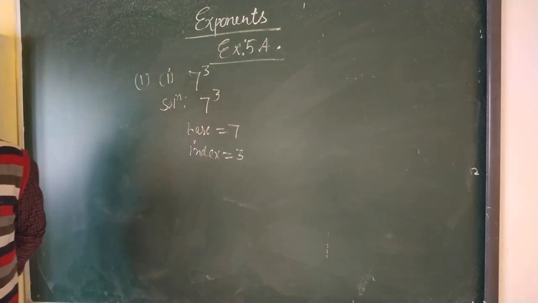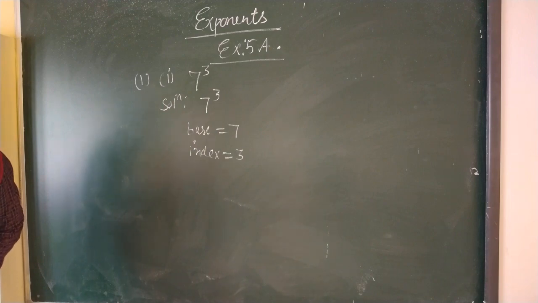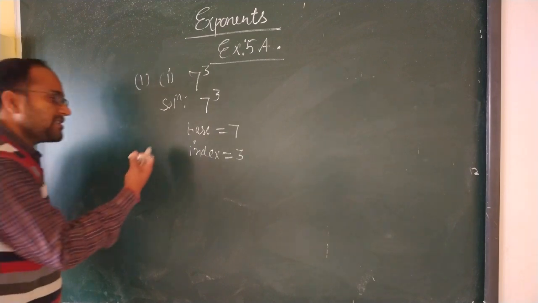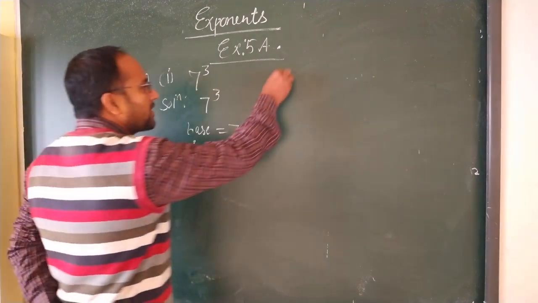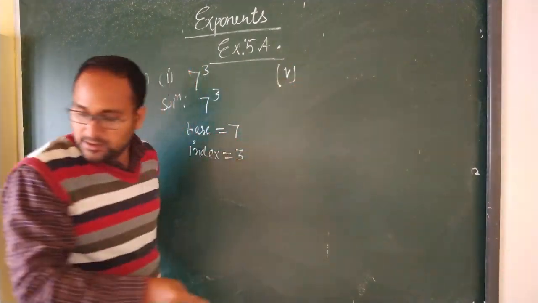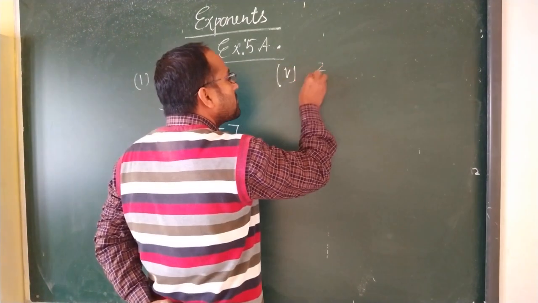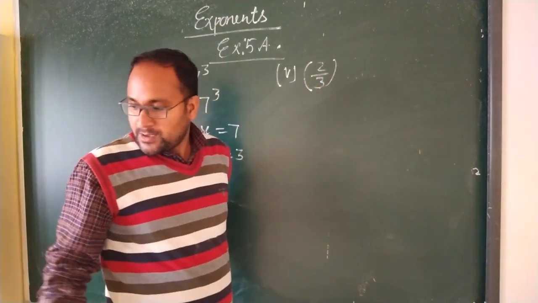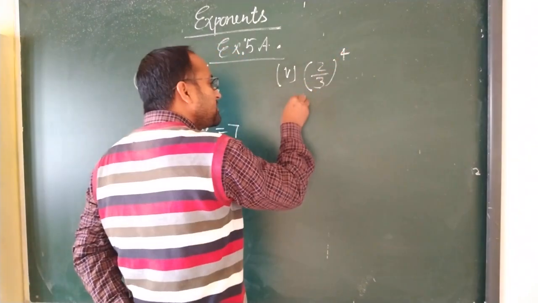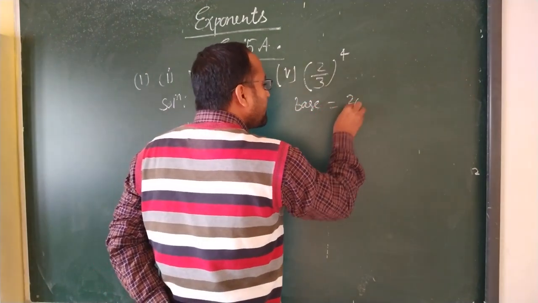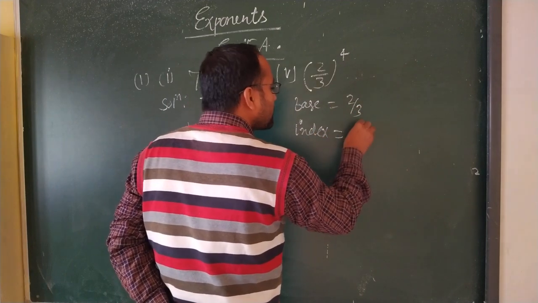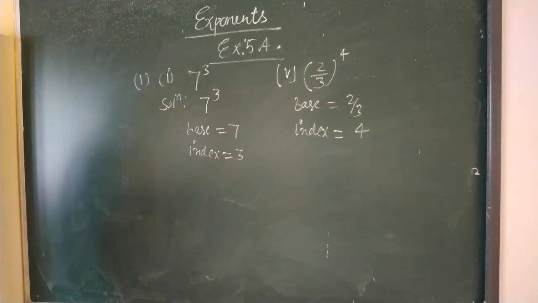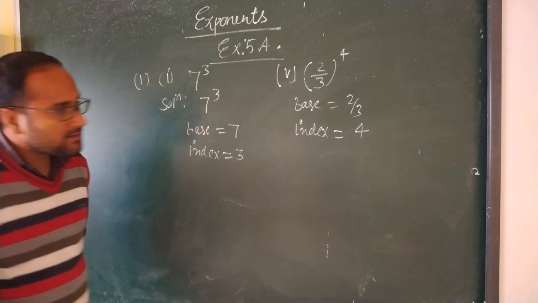It is very easy, students. You can try the second one yourself. The third one is minus 3 to the power 7. So base is minus 3 and index is 7, the power is 7. Question number fifth one: 2 upon 3 to the power 4. So what is the base in this one? Base is equal to 2 by 3 and index, means power, is equal to 4. So I think the first one is very easy. The remaining questions are homework.